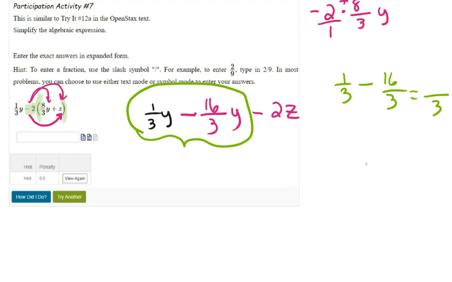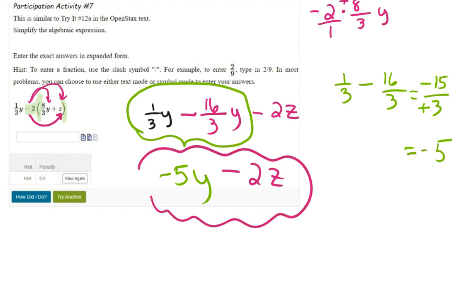So 1/3 minus 16/3. If I only have one and I'm trying to take 16 from it, that would leave me at -15/3. But -15 divided by 3 is -5. That's where the -5 comes from, and then the y goes along for the ride because it's just part of the term. And then you're still with the -2z after that. Neither of these two are like terms, so this is my final answer. And I hope that explains how that one's done.